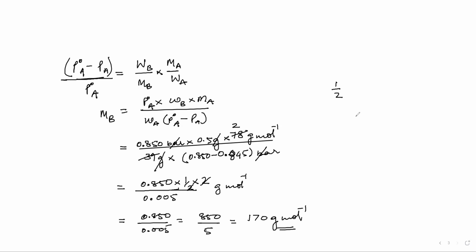Now let us look at a different colligative property, which is known as elevation in boiling point.